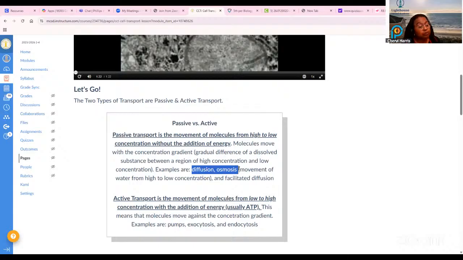Diffusion is the movement of molecules in general. Osmosis is referred to just water. So when water moves across the cell membrane, we call that osmosis. It can just calmly go through, or we can have this other word here, facilitated. Facilitated means you give it a little help.